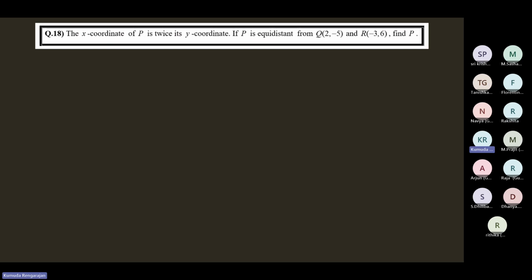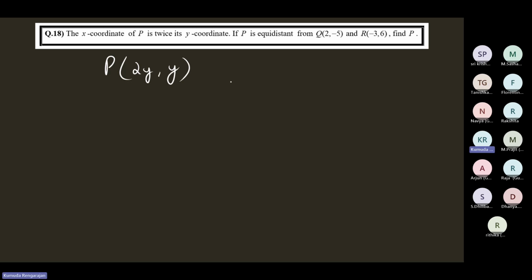The next one says the x coordinate of P is twice its y coordinate. So there is a point P. If the y coordinate is y, the x coordinate is twice this one, 2y. Like consider this one: if this is 4, this one is 8. The x coordinate is 2 times the y coordinate. So if the y coordinate is y, the x coordinate is 2y. So let P be given by 2y, y.